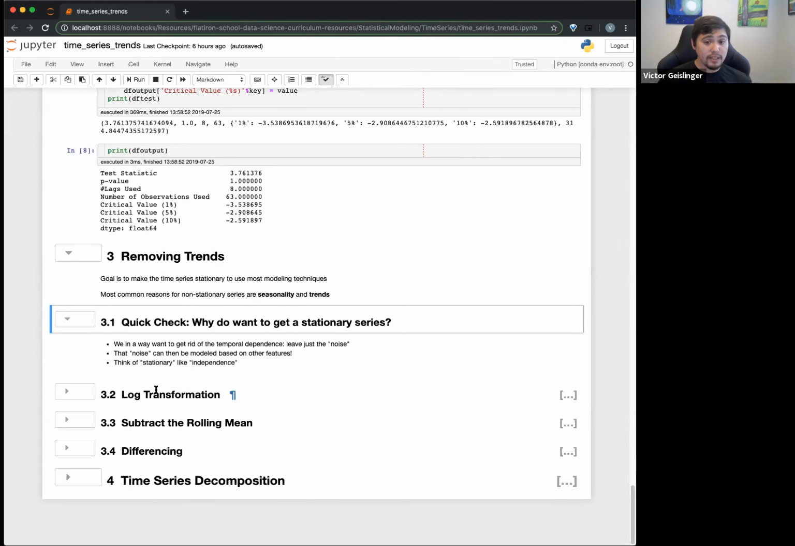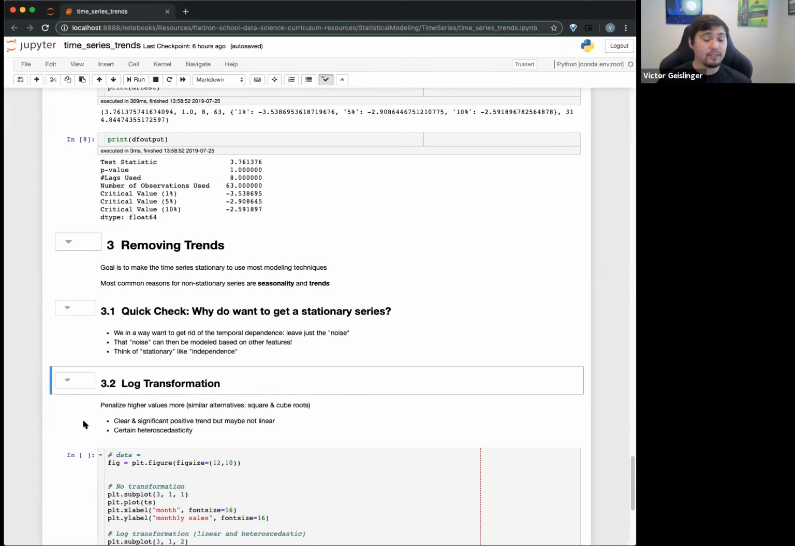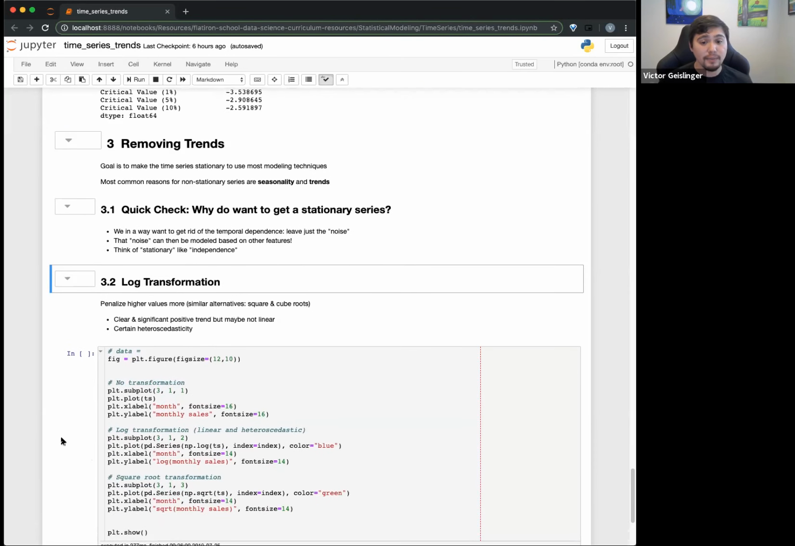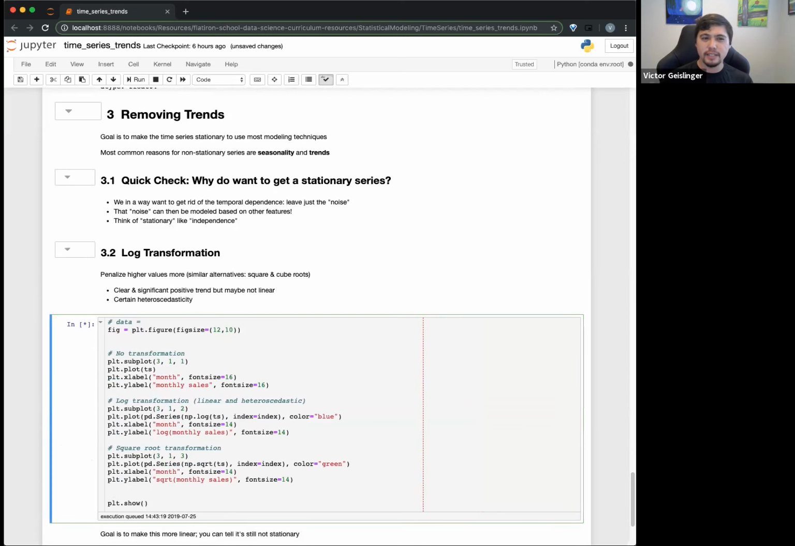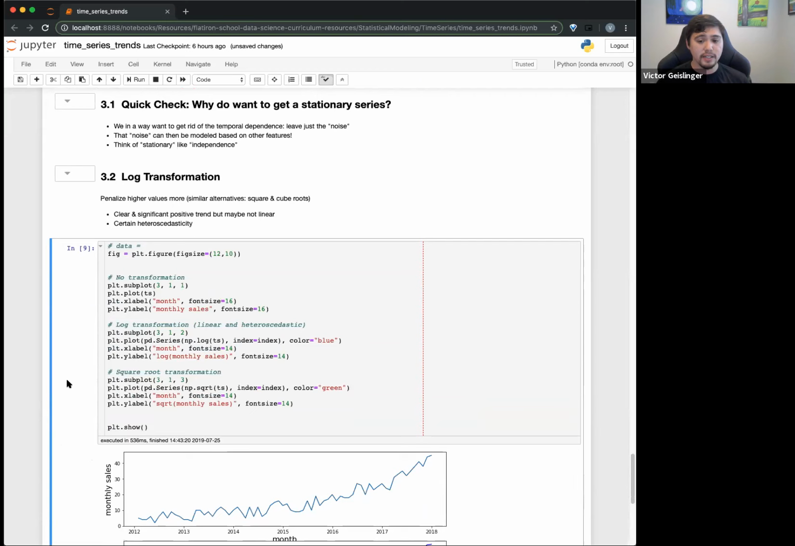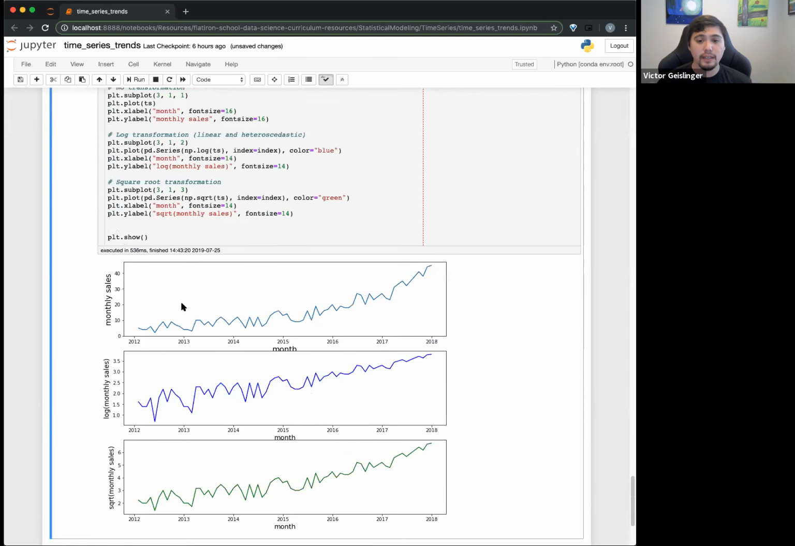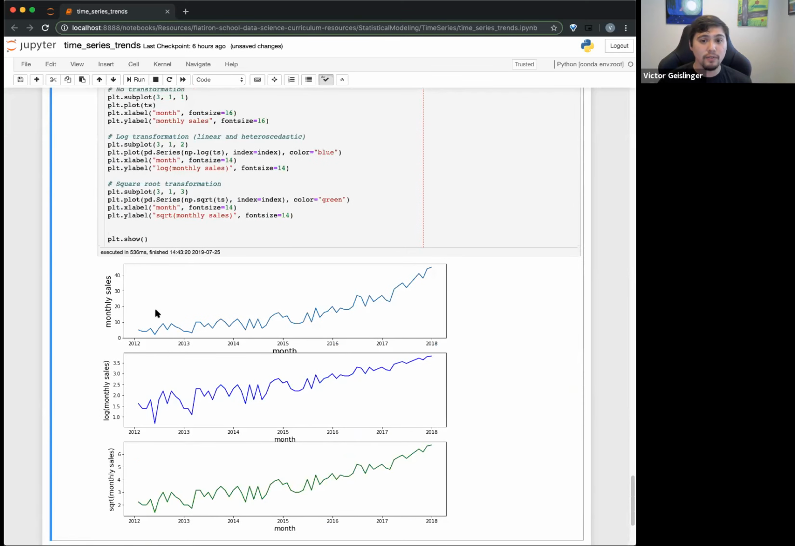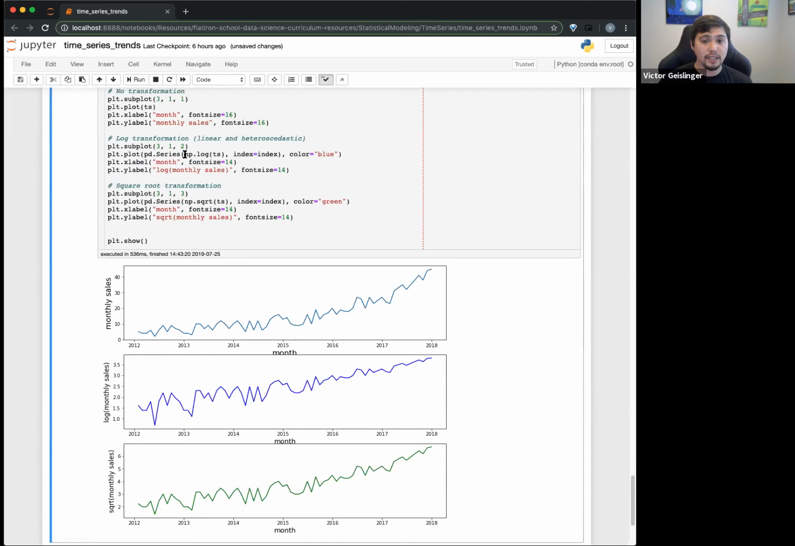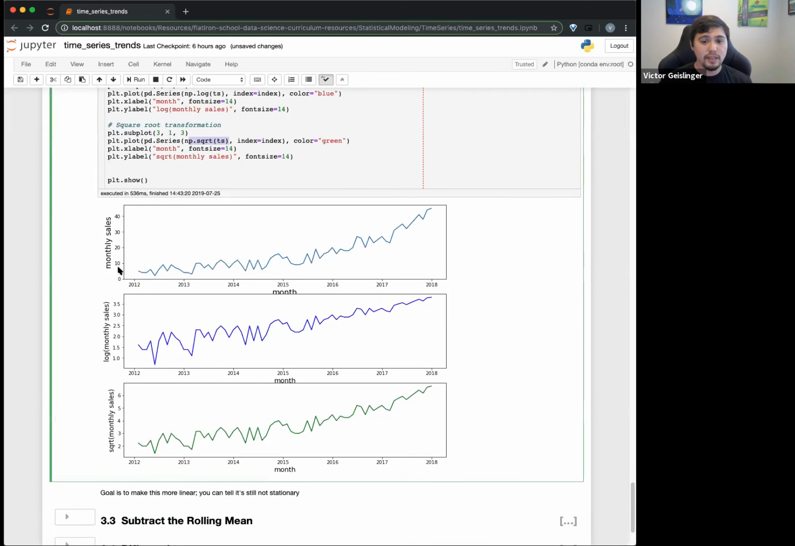There are some ways we can do this. One is a log transformation. This is a pretty common thing that we'll do. Most of this stuff actually comes from the curriculum, so you'll see similarities if you go through the curriculum on this section. Here I have the time series before it was transformed at all. Then I did a log transformation on that time series and a square root transformation just to do this comparison. This is the original right here.